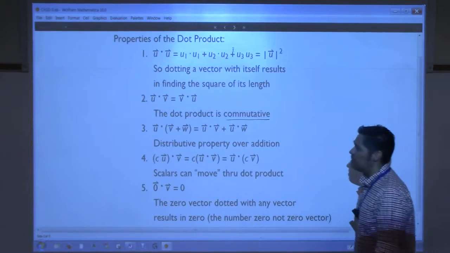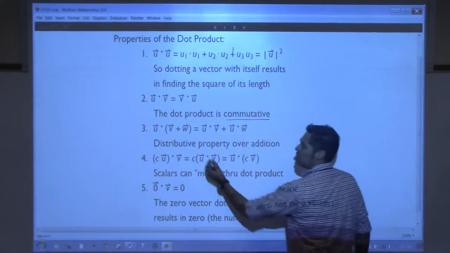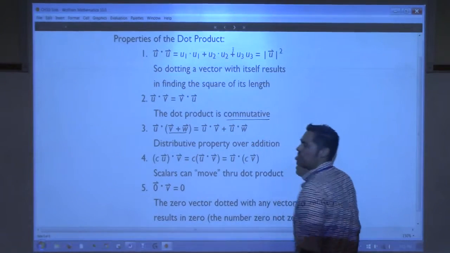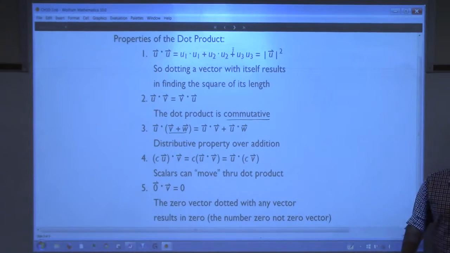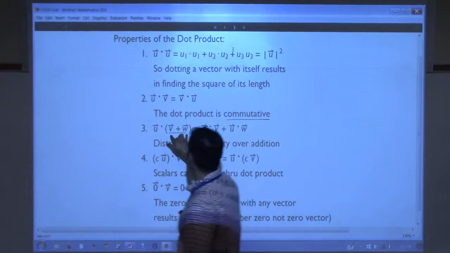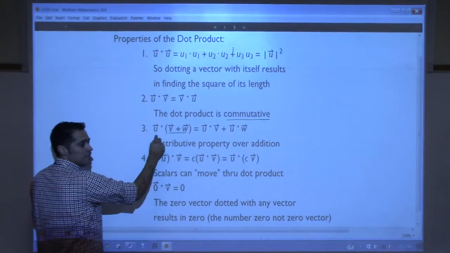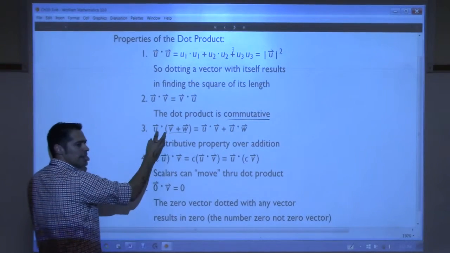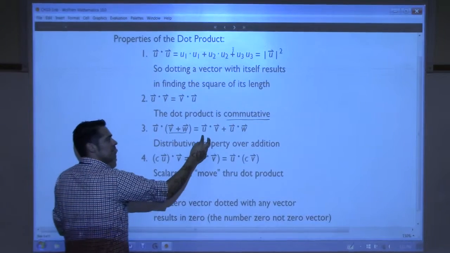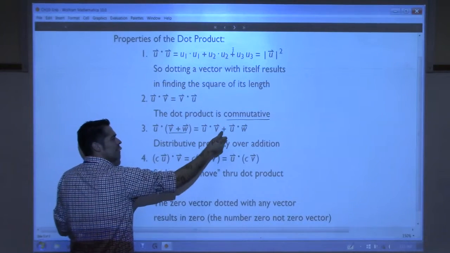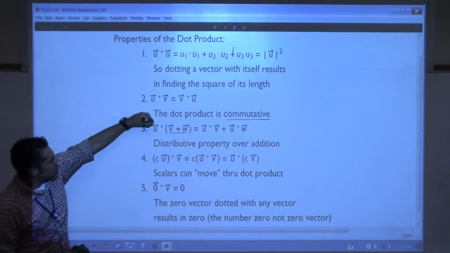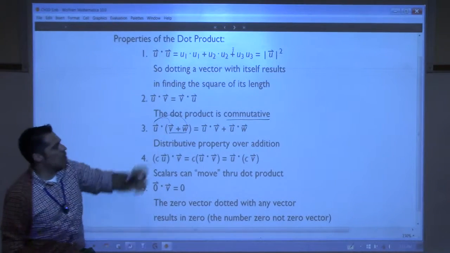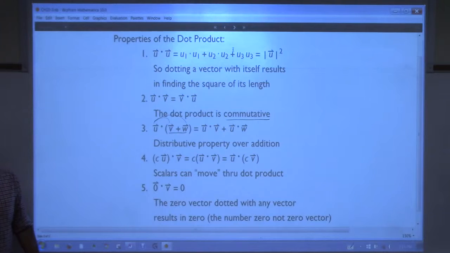Distributive property over addition. If you take two vectors and you add them together, what should you get? A vector. And then you take that new vector and you dot it with this vector. Whatever that answer is, it's the same as you dotting the u with the v, then adding the u dotted with the w. So it's almost like you're distributing the dot product over addition. That is a property of dot products. We could verify it, but we're just going to take it on faith.